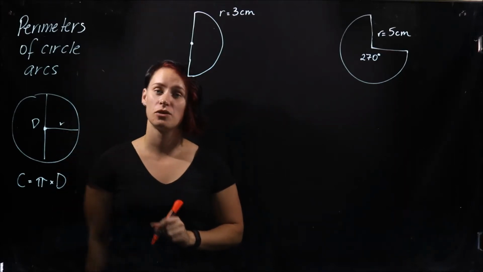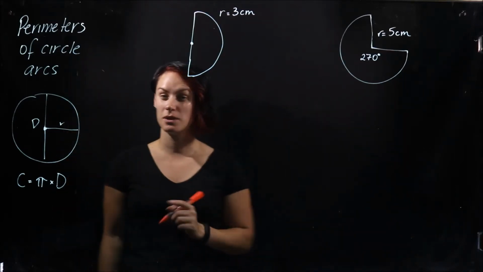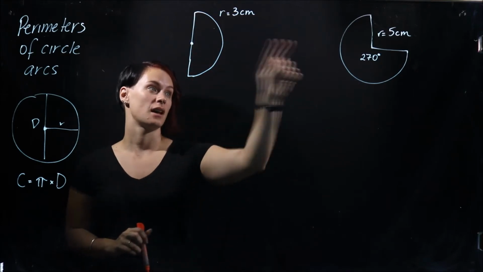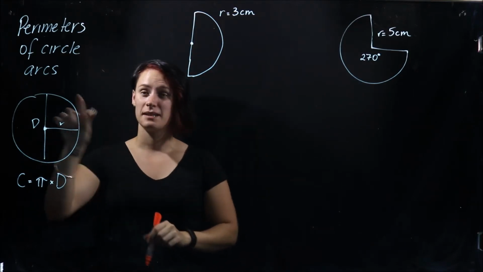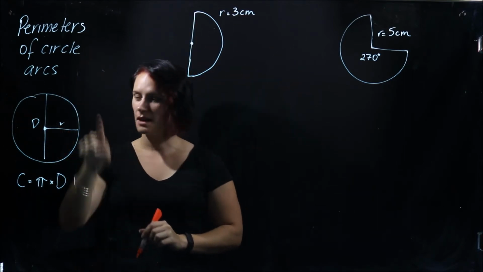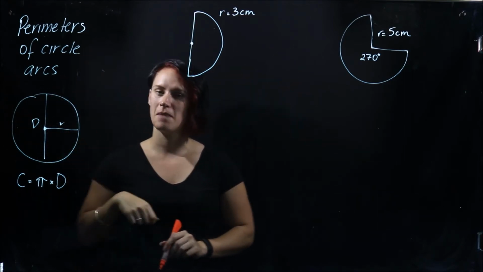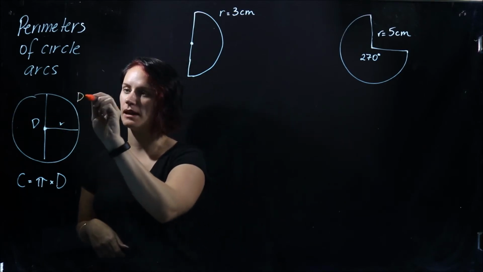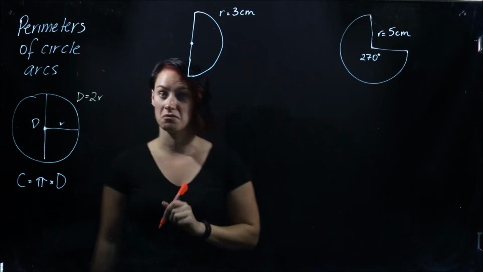In this lesson, we're going to do perimeters of circle arcs. So we're talking about circles that are not whole. These two examples are really good ones. We have that basic circle shape, but we have chunks missing. All right, so this is our main circle, and our two important measurements here are our radius and our diameter, remembering that our diameter is 2 times the radius.